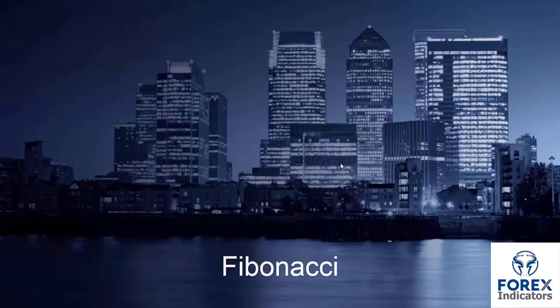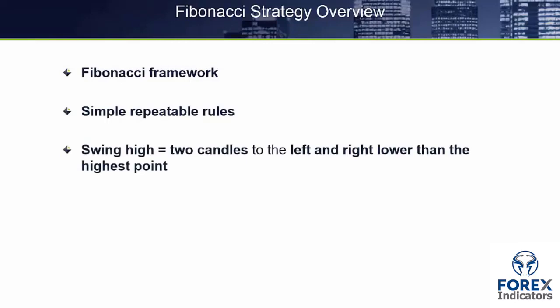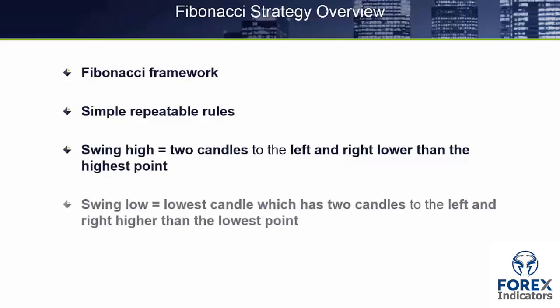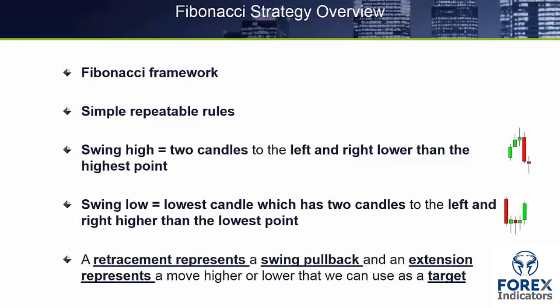So let's begin, guys. Here's an overview of how this works. The Fibonacci rules are simple and repeatable. What we define as a swing high are 2 candles to the left and 2 candles to the right that are lower than the highest point. Also, a swing low is the lowest candle which has 2 candles to the left and 2 to the right that are higher than the lowest point. So I will show you what that looks like visually.